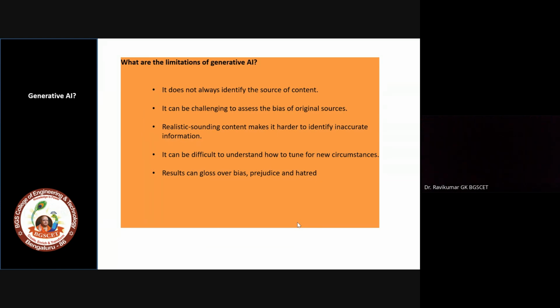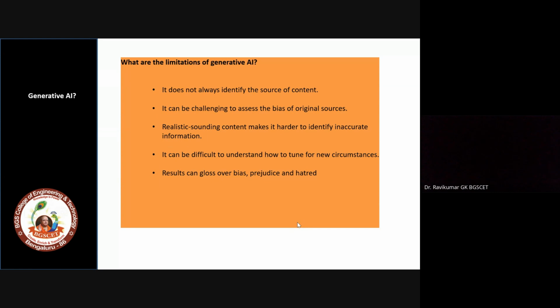The next limitation is that it can be difficult to understand how to tune to new circumstances. Just like we ask some music system to go from one tone to another, or a product from one tone to another, generative AI will find it difficult to understand the tune of the new circumstances where it has been addressed and looked for.